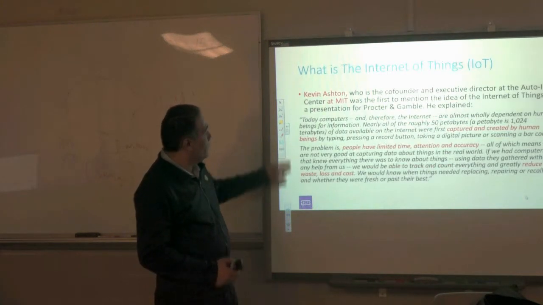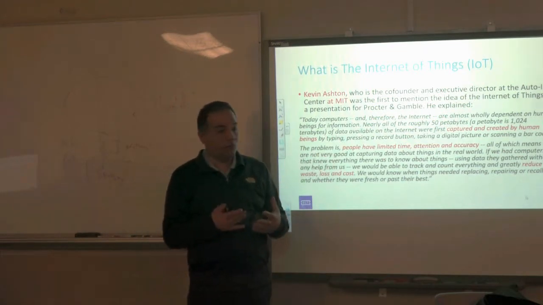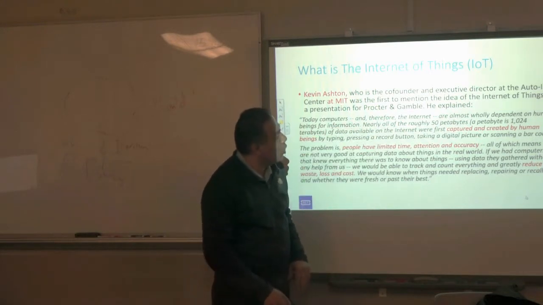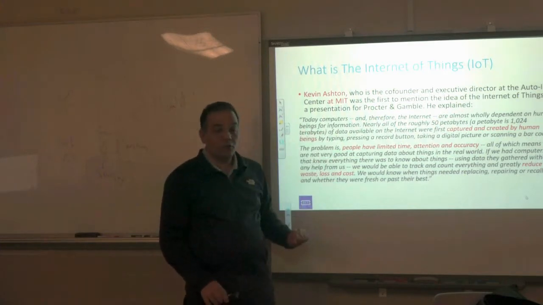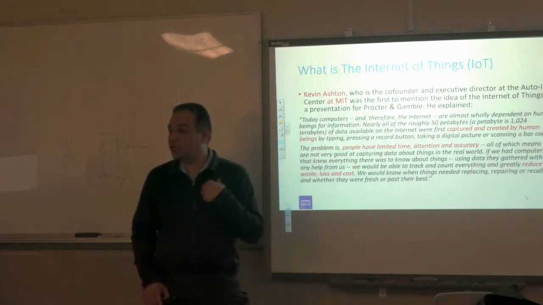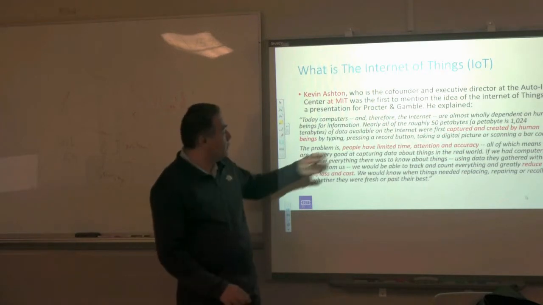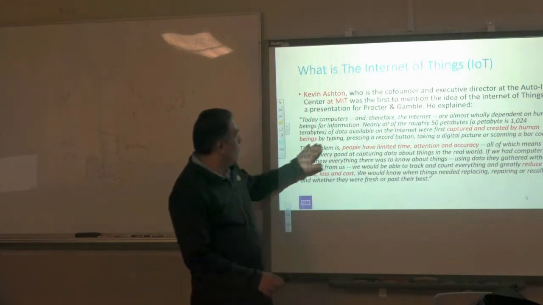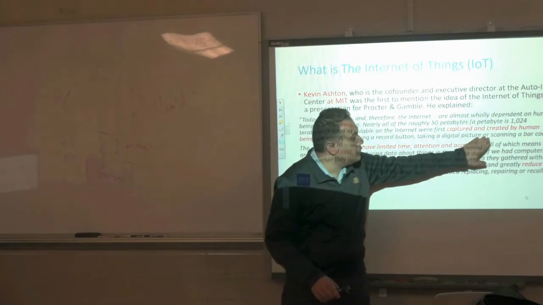Okay, here. Today, and please watch this, because this will open your eyes for your project and all of that. Today, computers and therefore the internet are almost wholly dependent on human beings for information. So for collecting the data, we're depending on what? Is that good or bad? A lot of errors, a lot of mistakes, right? So nearly all of the roughly 50 petabytes of data available on the internet were first captured and created by humans.